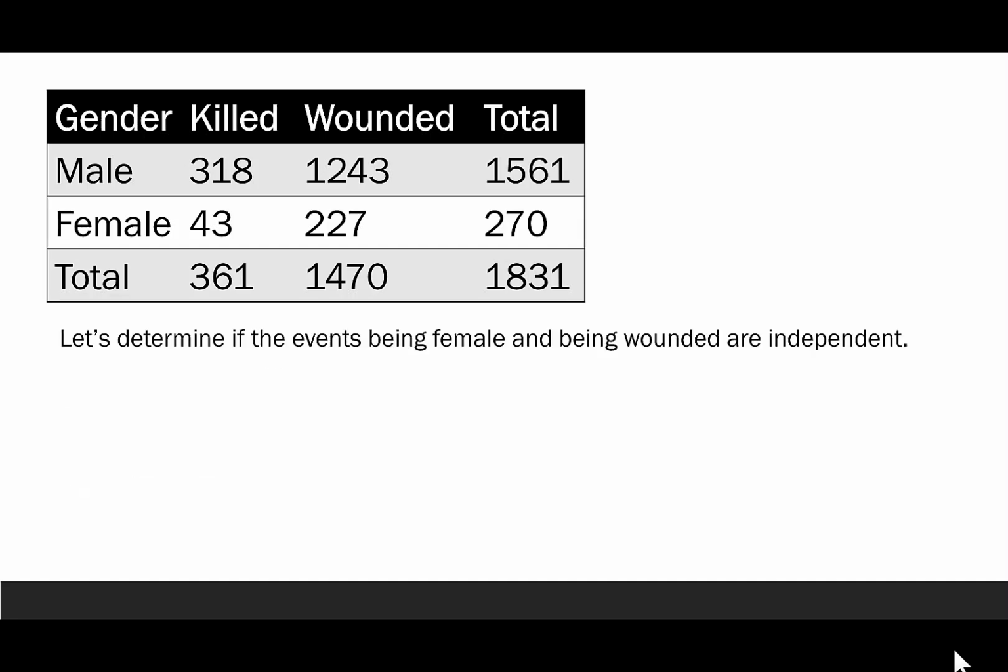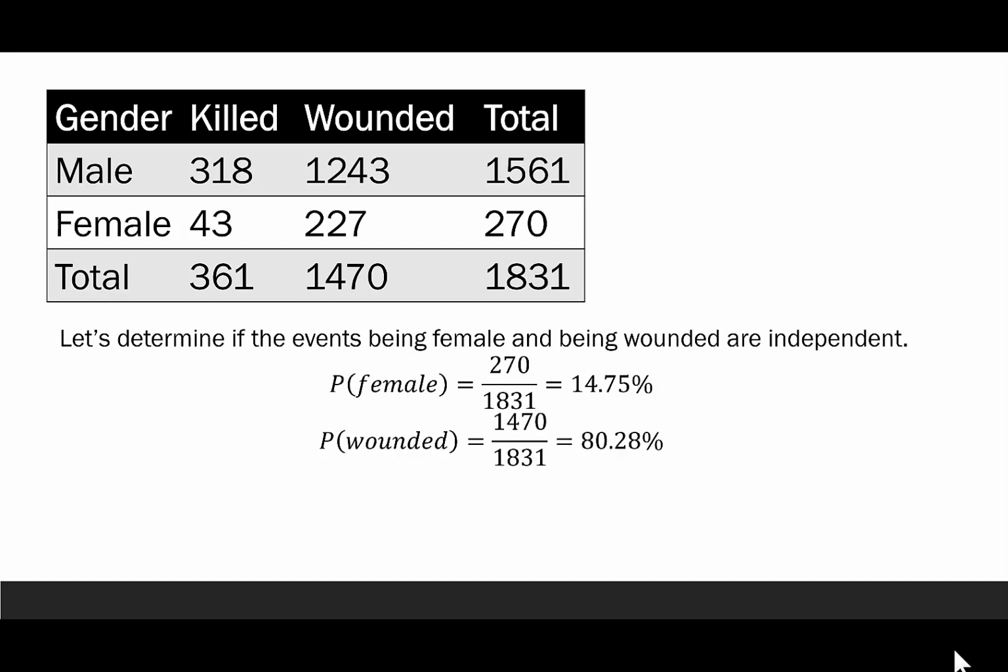Let's determine if the events being female and being wounded are independent. We'll start by finding the probability that the victim was a female. There were 270 females out of our total 1,831 victims, which is 14.75%. The probability someone was wounded is 1,470 over the total 1,831, which is 80.28%. The probability someone was female and wounded is 227 over 1,831, which is 12.4%.